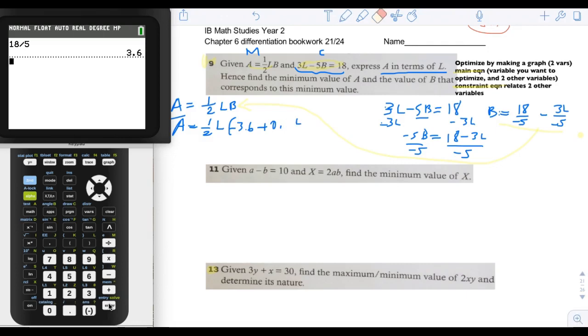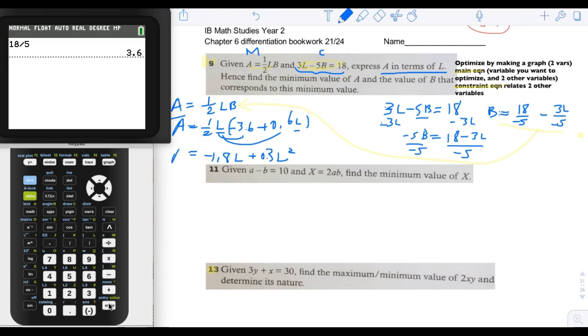Now we're going to distribute the 1/2 L to both terms, and we'll have 1/2 L times negative 3.6. If you put 3.6 divided by 2 in the calculator, you get negative 1.8. And if you put 1/2 times 0.6 in the calculator, you get 0.3, so plus 0.3 L, and this would be L squared because I have L here and I have L here.